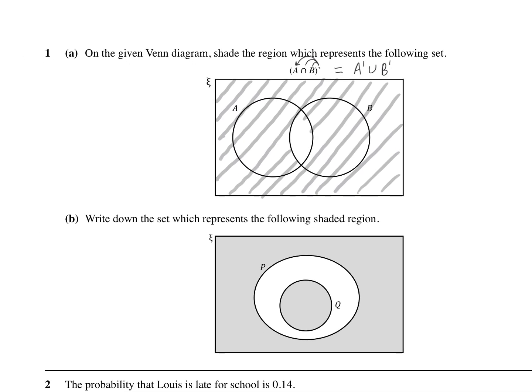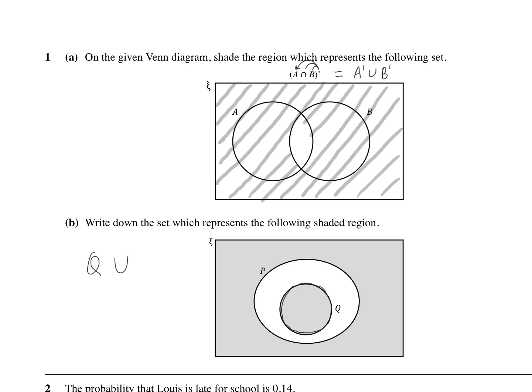Okay, next one. They want you to write down the set which represents the following. So first thing first, it's Q. You want the whole of Q. And you want everything outside of P. So it's a union of everything outside of P. So this is the notation I need to see. So this is the Q. And you also want the P complement.